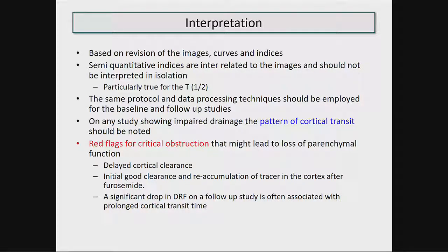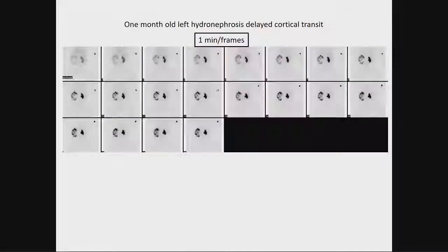The other one is what you see is initially good clearance from the cortex, but reaccumulation of tracer in the cortex following furosemide injection, and I'll show you an example. It also should be noted that a significant drop in the differential renal function on a follow-up study is often associated with prolonged cortical transit time, and this definitely is an indication for surgery.